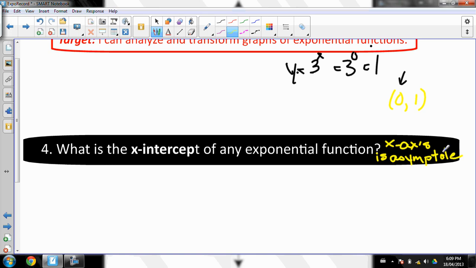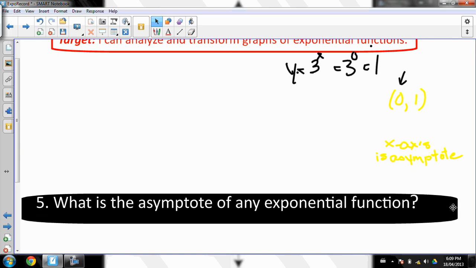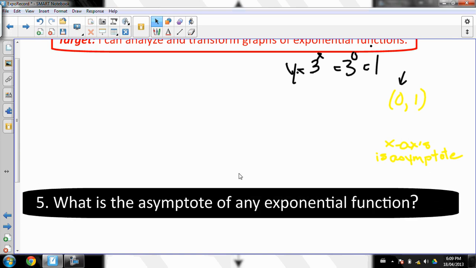So we have a horizontal asymptote at y equals 0 because exponential functions never cross it. And our last one, what is the asymptote of any exponential function? Just like we talked about before, our asymptote is going to be y equals 0. The line y equals 0, because this is a vertical line on the x-axis. Sorry, a horizontal line on the x-axis.